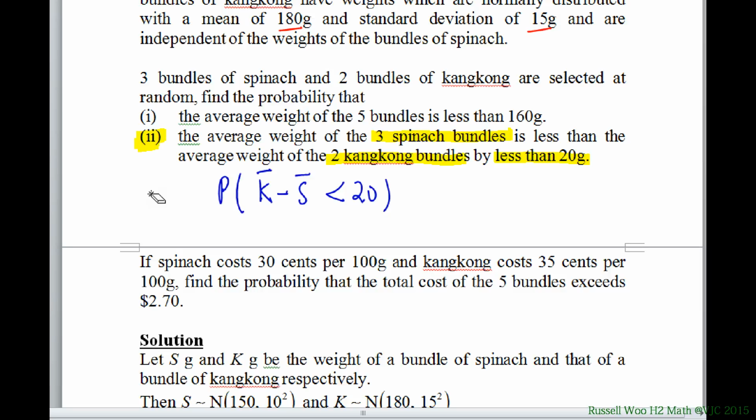Okay, ready? We want to find this, okay? This is what we want to find. We want to know the distribution of this. Okay? What's the distribution? If K is a normal distribution and S is a normal distribution, this must be normally distributed. All we need to do is to find the mean and variance of this thing. Follow?